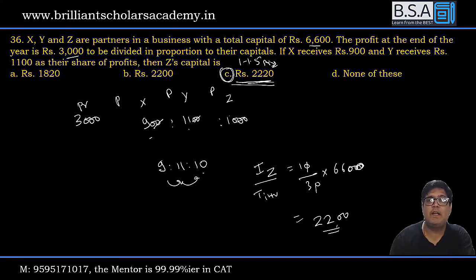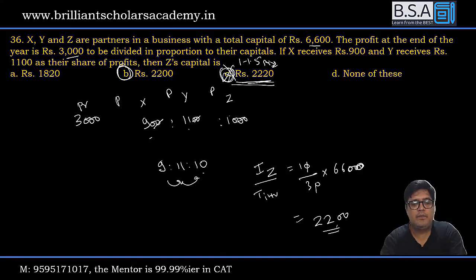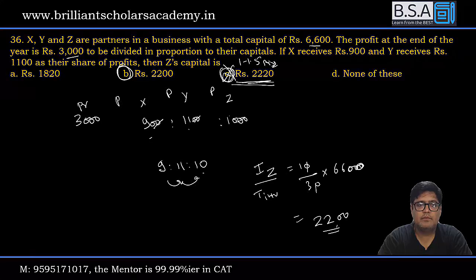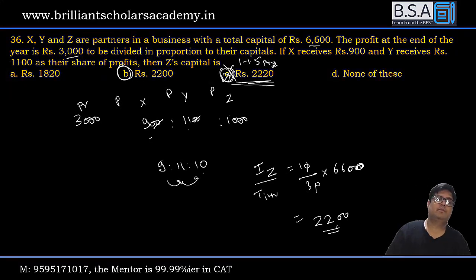1/3 of the investment is coming from Z. Answer option 2200. Okay. 1/3 of 660. Verify my ratios. Just verify those calculations. 2200. One of the answers is incorrect. Confirm that.